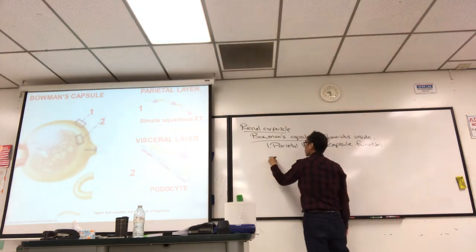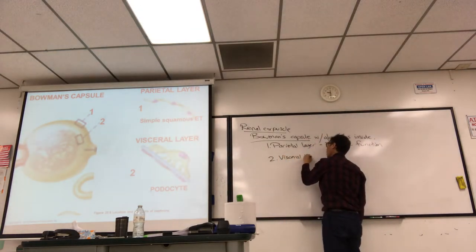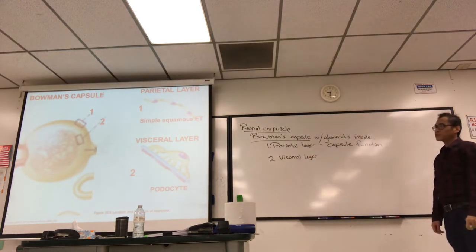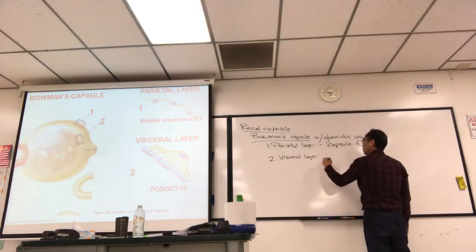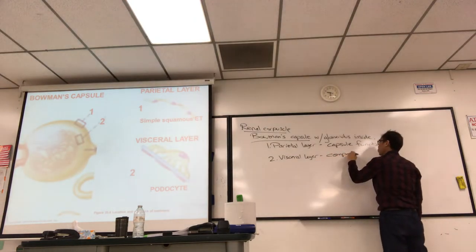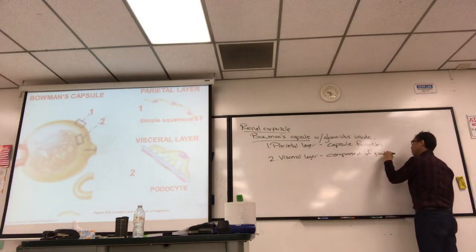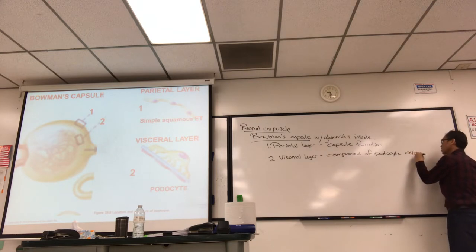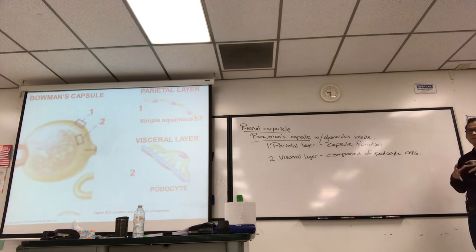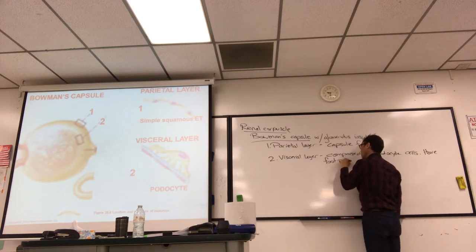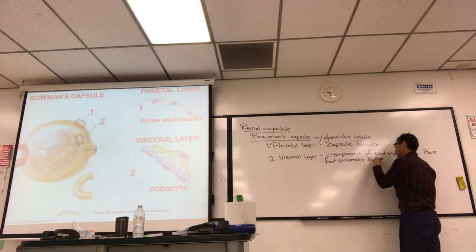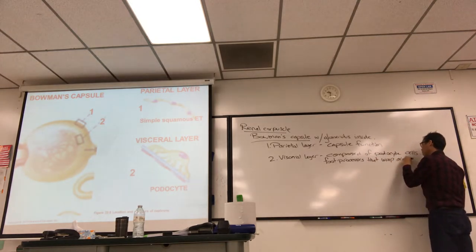Now that visceral layer, it's not a regular epithelium. Those cells are specialized. They're called podocytes. And they have foot processes that help perform the filtration function. So the visceral layer is composed of podocyte cells, pod means foot, podocyte cells. So these cells have foot processes that wrap around glomerular capillaries.